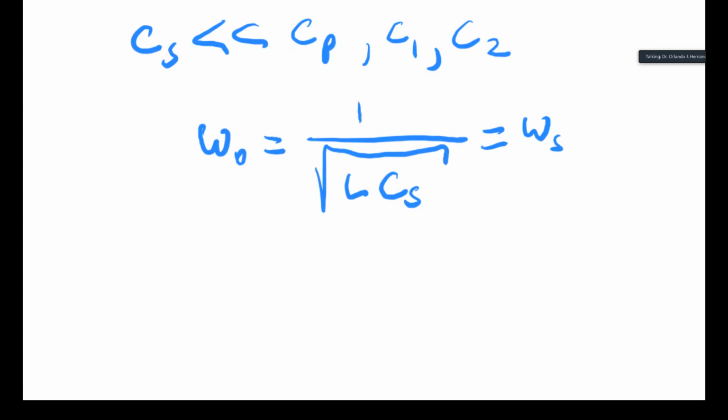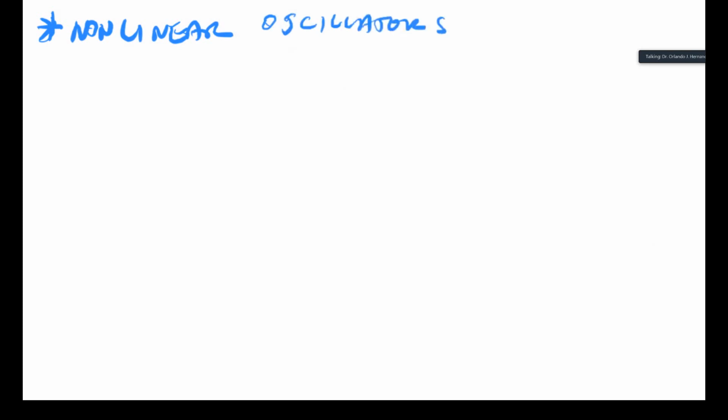All right, so now let's look at another type of circuit that fits well with what we're doing in this chapter. Those are called nonlinear oscillators, and they could also be called function generators.